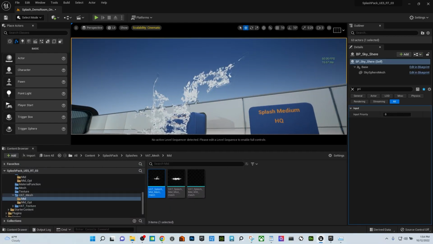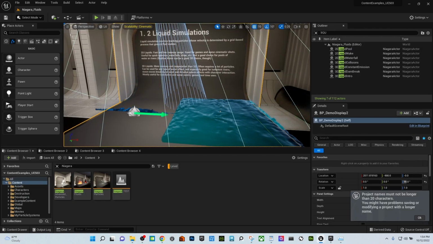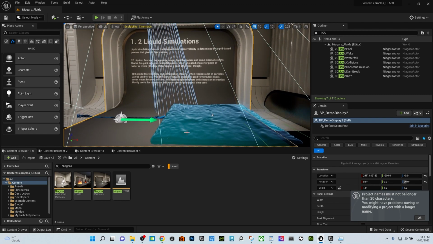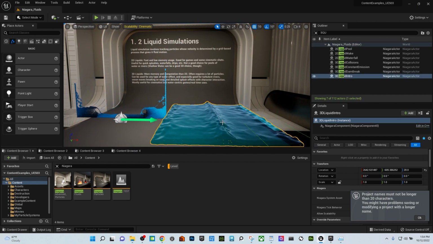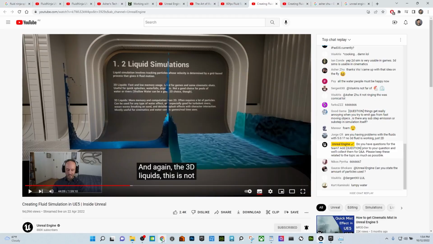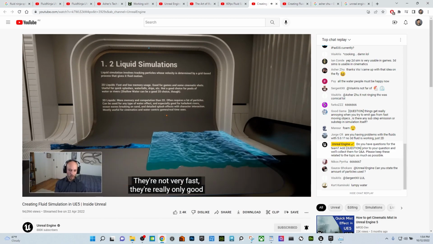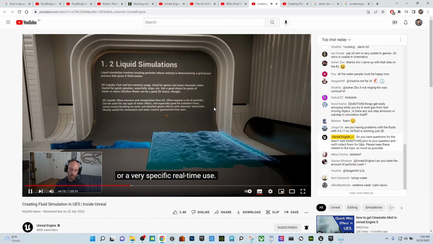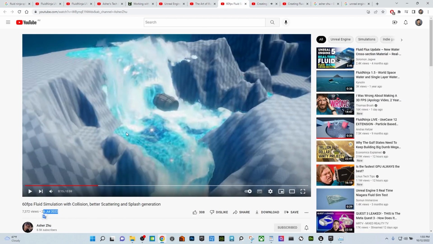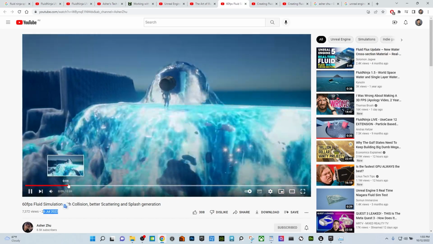My splash asset is effectively fully 3D. A comparison I could find was within the Epic content examples, which you can get for free from the Epic launcher. This example and other similar ones, unfortunately, are not very performant. This is not much different than what we talked about with the gases. They're not very fast. They're really only good when you have a cinematic shot or a very specific reel. But I did find this example from Asher, which he is running at 60 FPS.